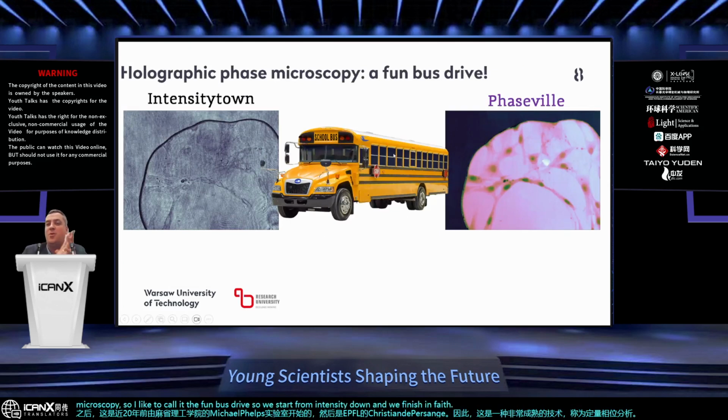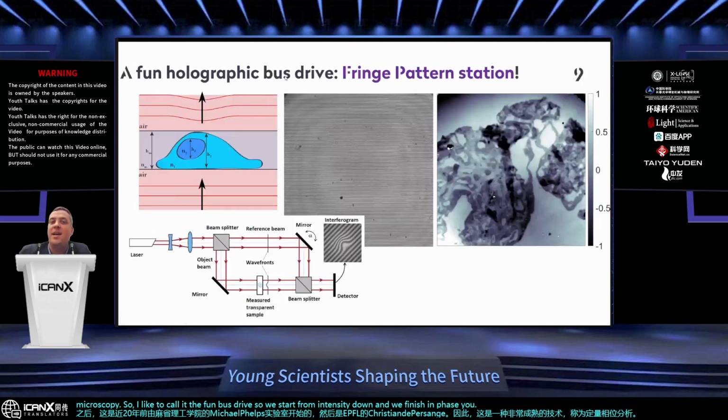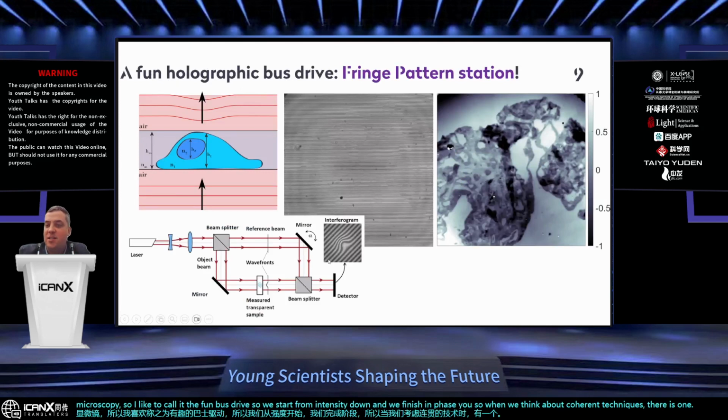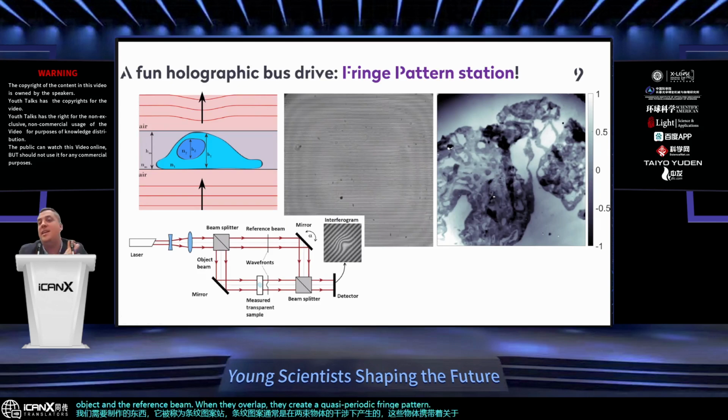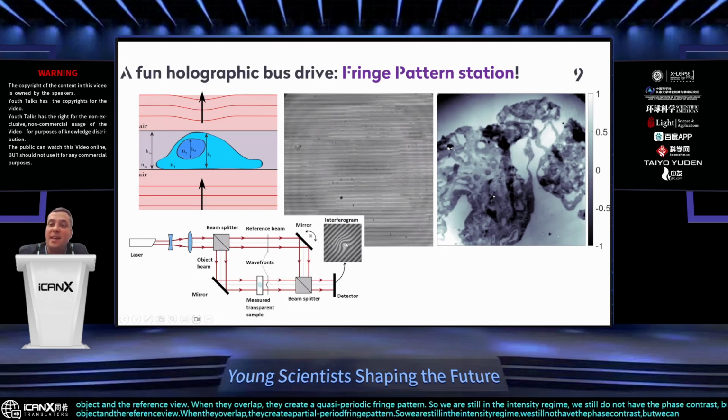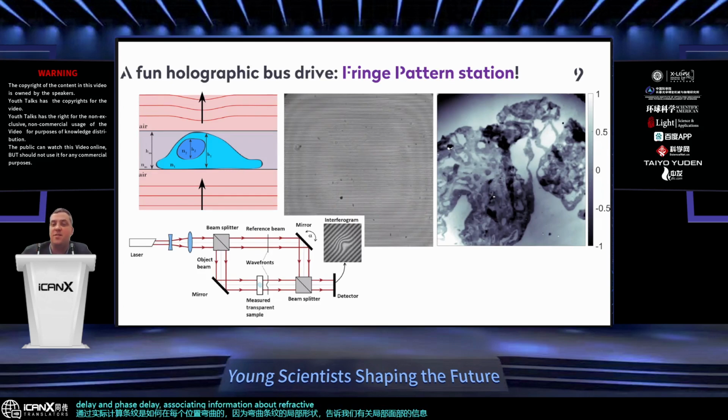So when we think about coherent techniques, there is one step that we need to make, and it's called fringe pattern generation. The fringe pattern is generated upon interference of two beams: the object beam that carries information about our object, and the reference beam. When they overlap, they create a quasi-periodic fringe pattern. So we are still in the intensity regime. We still do not have the phase contrast, but we can access it by calculating how the fringes are bending at each position, because the local shape of the fringes tells us the information about the local phase delay, and phase delay carries information about the refractive index structure and the physical thickness of the object, and voila, we have this nice contrast.